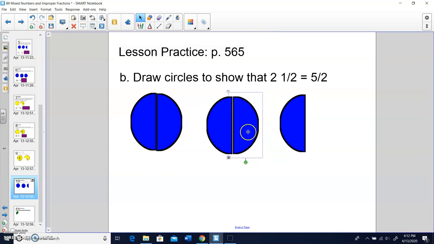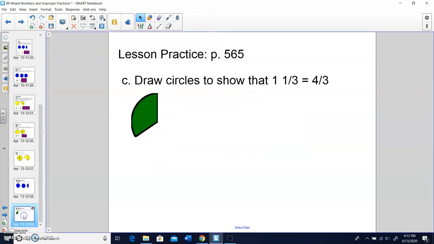So 2 1/2 is the same as 1, 2, 3, 4, 5/2. Okay, so your pictures should represent that same thing. Okay, last one. Draw circles that show 1 1/3 is the same as 4/3. So go ahead and give it a try. Draw your circles, split them into thirds, shade the parts that are necessary.